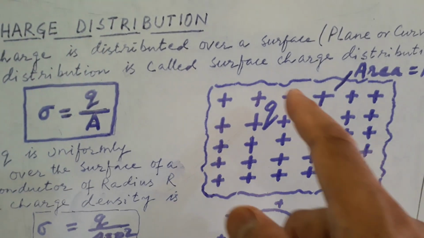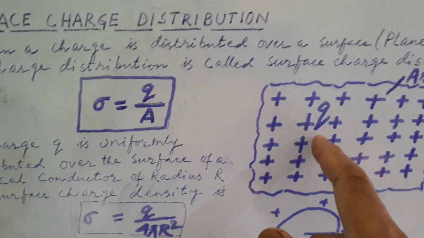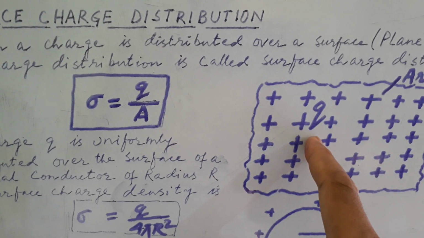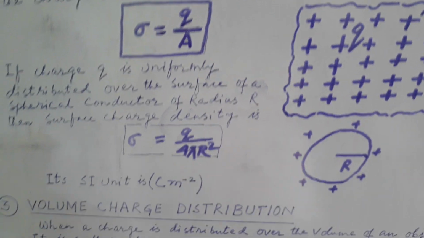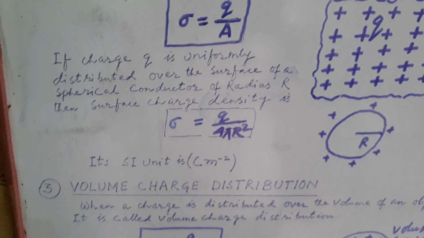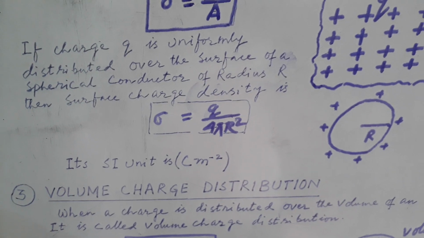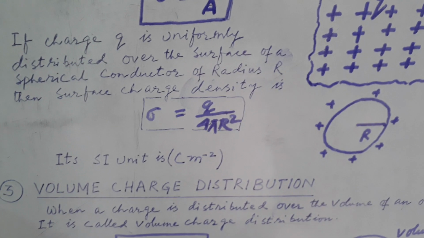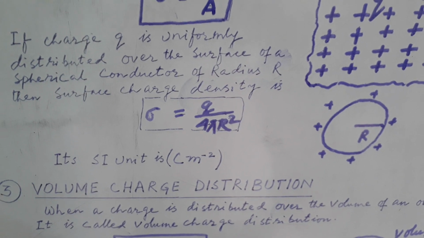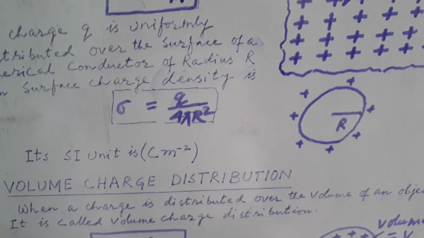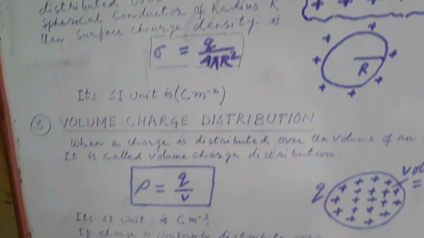Now look at here. This is a plane surface of area A having charge Q uniformly distributed over it, then sigma equal to Q by A. Now what will happen if charge Q is uniformly distributed over the surface of a spherical conductor of radius r? Then surface charge density will be sigma equal to Q by A, and in this case A is 4 pi r square. So sigma equal to Q by 4 pi r square. Its SI unit is coulomb per meter square.